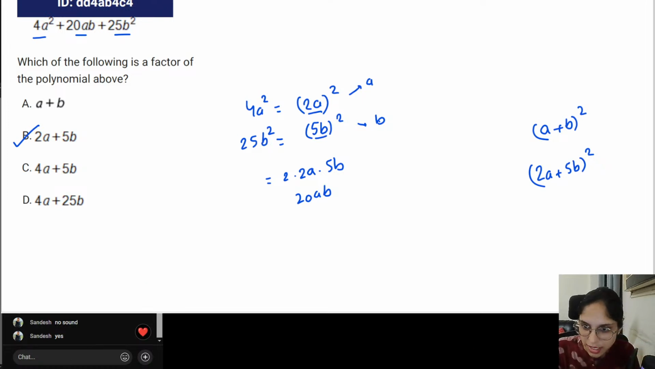So the correct answer is B, that is correct. Now this was the first question. Now moving to the next one, question number 3.